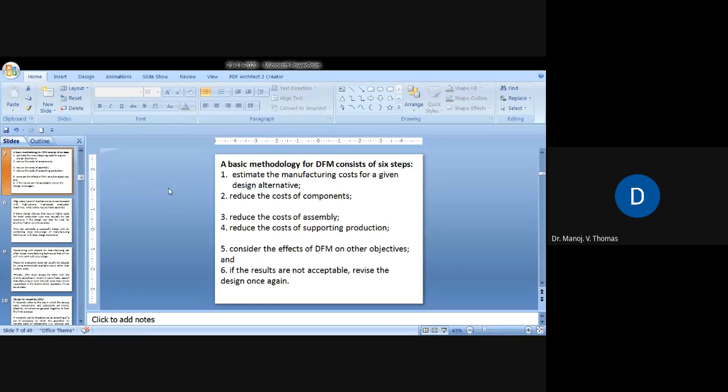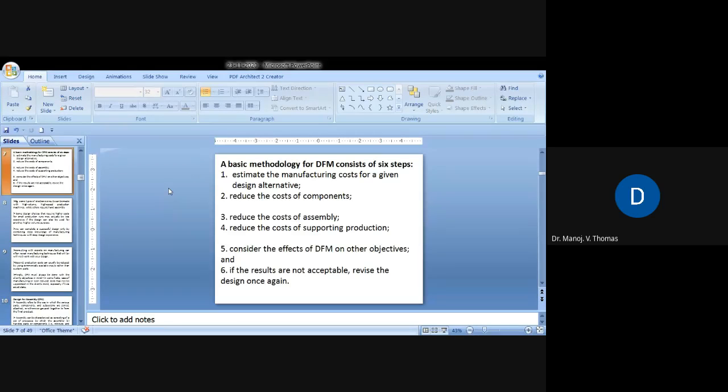A basic methodology for design for manufacturing consists of 6 steps. Estimate the manufacturing cost for a given design alternative. What is the cost? Reduce the cost of components, reduce the cost of assembly, reduce the cost of supporting production, the production processes, try to reduce that. Consider the effects of design for manufacturing on other objectives, maybe quality, because even if you try to reduce the cost, if you try to reduce some sort of processes, what happens? We should not reduce the quality and time to market.